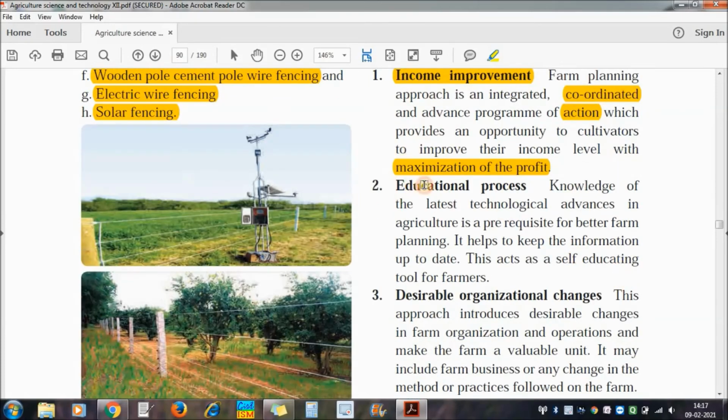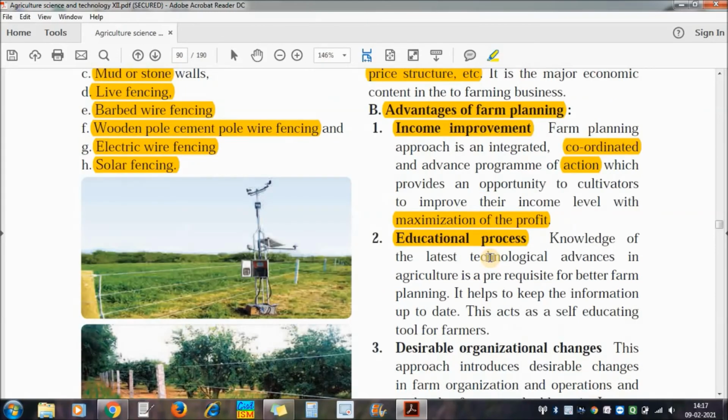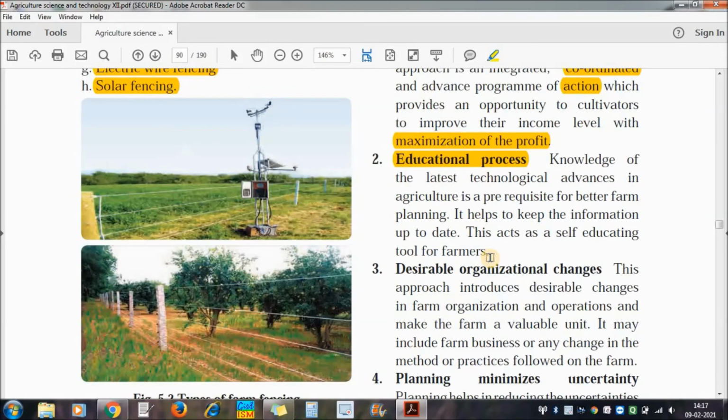Second, the educational process. Farming is an educational process, meaning every time we learn something from the crops which we grew during the last season. Whatever mistakes we have committed can be corrected in the next season. So we get knowledge of the latest technology advances in agriculture.